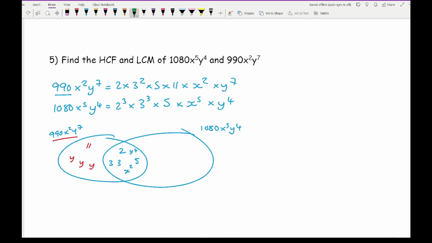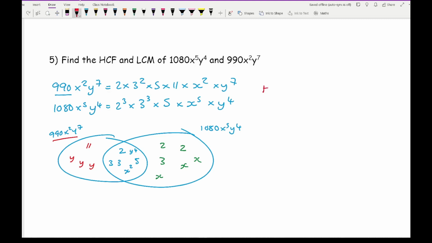So moving on to 10,080 x to the power 5, y to the power 4. So here I need 3 2's, and I've only got 1, so I need another 2. I need 3 3's, and I've only got 2, so I need another 3. I need 1 5, and I've got 1 5, that's fine. I need x to the power 5, so I need 5 x's, I've only got 2 x's, so I'm going to need another 3. And I need y to the power 4, and I've got y to the power 4, so that's fine. So that there is my Venn diagram completed.